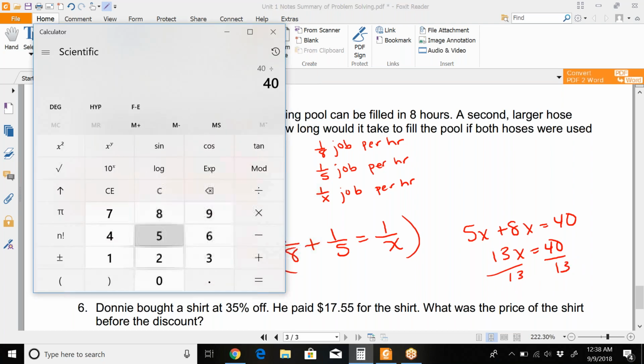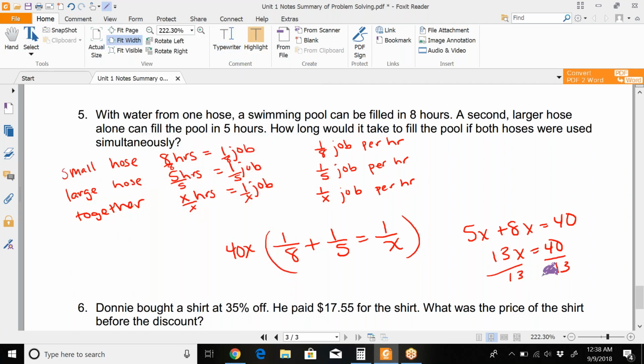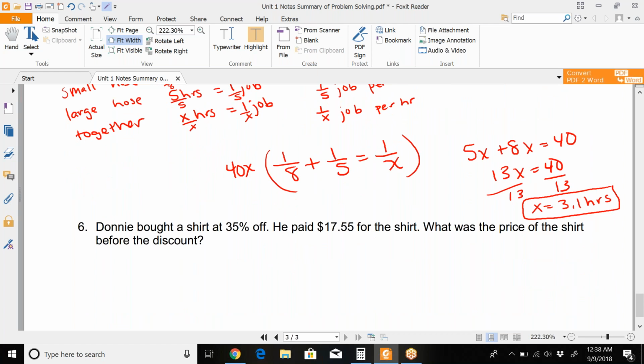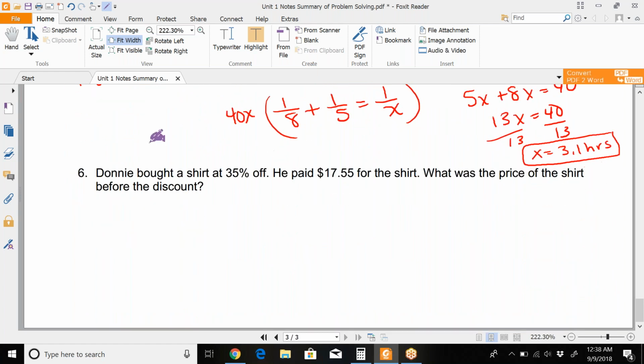So 40 divided by 13 is 3.1 if we go to 1 decimal place. So it'll take approximately 3.1 hours for the two hoses to do the job together, which makes sense. If they're both working on it, it should take less time. I don't have another one of these in the notes, but we'll do 1 or 2 more of those together as well. So this last one's just really an application to the real world.